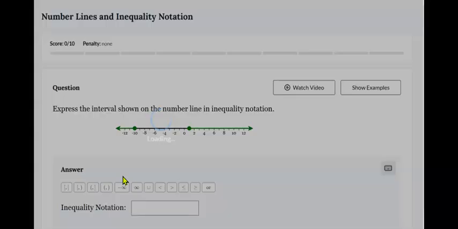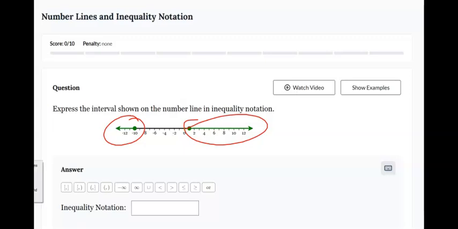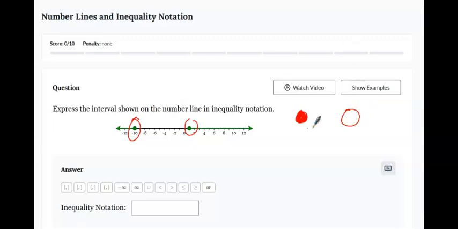Number lines and inequality notation. In this example, a number line is shown, and we have arrows pointing in different directions. We also have endpoints that are solid circles. There are two kinds of endpoints, solid and open. Solid means that you can be equal to or greater than, or equal to or less than. These symbols contain an equal sign. The open endpoint refers to the inequalities that do not have an equal to sign in them.